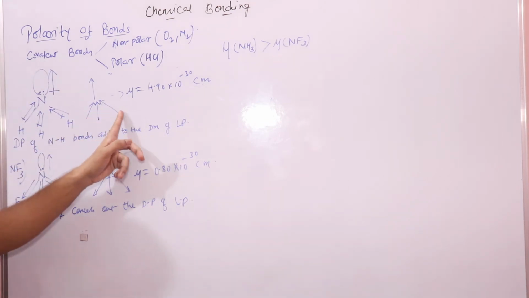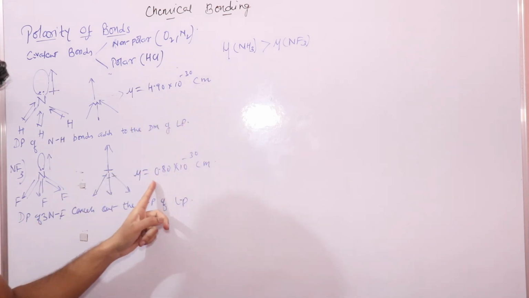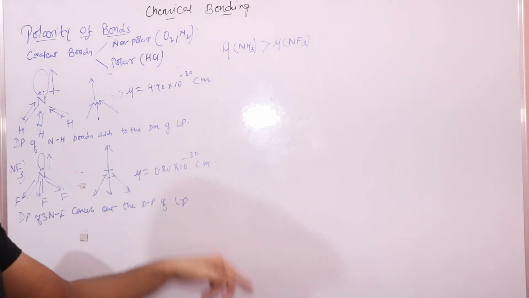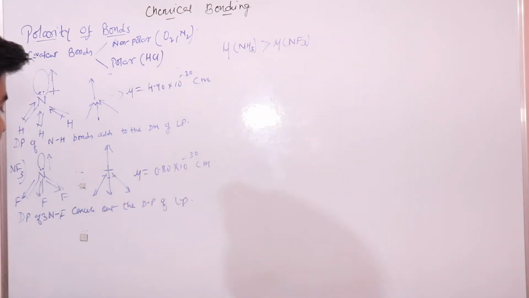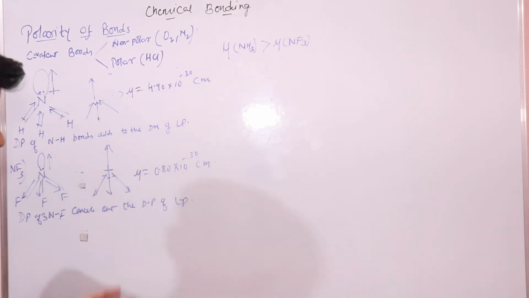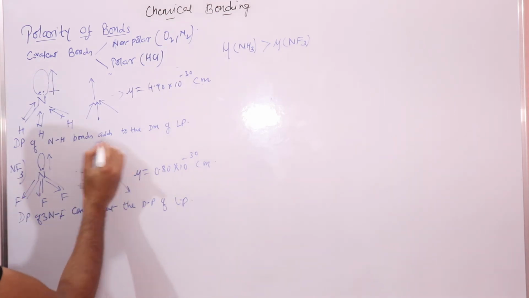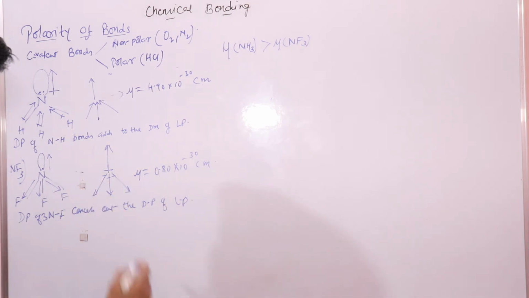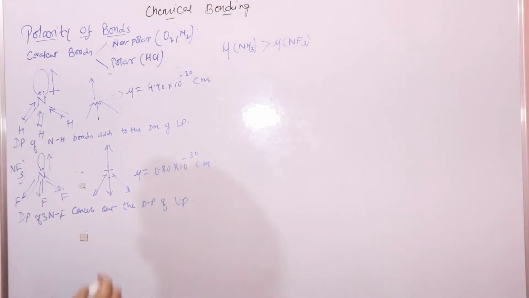You can see the dipole moment of ammonia is 4.90 into 10 to the power of minus 30, and that of NF3 is 0.80 into 10 to the power of minus 30. So hence we prove this. And the reason is, just look at the direction of the dipole moments. Here these three are in opposite direction, so the dipole moment of the three N-F bonds cancels out the dipole moment due to the lone pair, and here the dipole moment of the three N-H bonds adds up to the dipole moment of the lone pair.